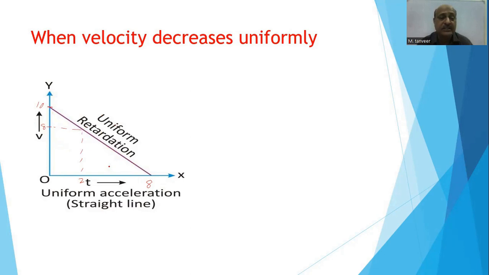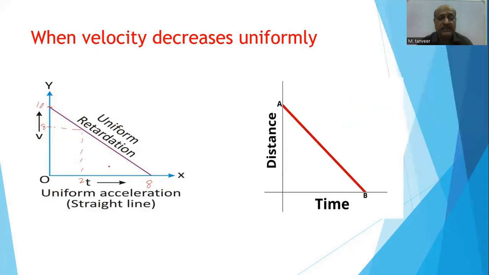So when velocity decreases uniformly, then the speed time graph will attain this shape. And when velocity decreases uniformly, then the distance time graph will attain this shape. Velocity is constantly decreasing. Here no acceleration is produced. When velocity is changing constantly, there is no change in acceleration, so acceleration will be 0 in this case. But here acceleration is produced which is negative. Negative acceleration is called deceleration.